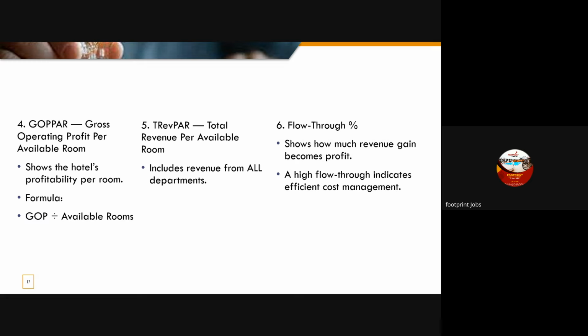The reason it's called flow through is that it was not initially captured in your estimate or forecast of the profit for that month, but it came. Whatever profit you make from that extra money is what we call flow through. A high flow through indicates efficient cost management.